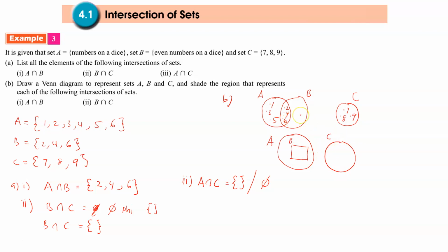Enclose. Use any polygon, nak guna triangle ke, nak guna square ke, rectangle ke, terpulang. So, siapa yang lukis macam ni, yang ni yang paling betul lah, sebab intersection dia juga adalah subset. So, sini 1, 3, 5. Sini 7, 8, 9. So, ini ada 2 contoh Venn diagram yang boleh pakai.